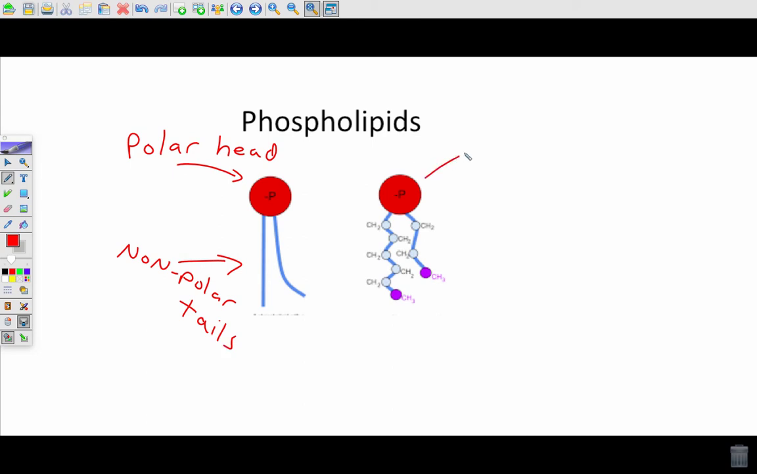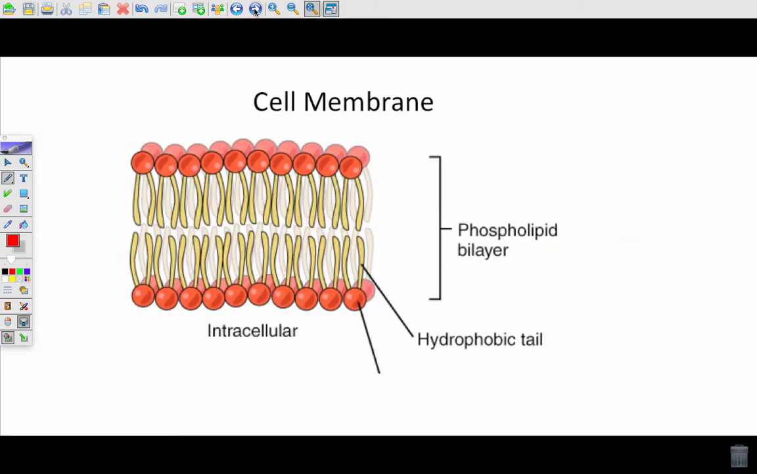water. Since the head is attracted to water, we say that the head is hydrophilic. And we say the tails are hydrophobic. Even though they're not really afraid of water, they just are not attracted to it. So we call that hydrophobic. So the heads are always going to be attracted to water, and the tails are always going to be not attracted to water.